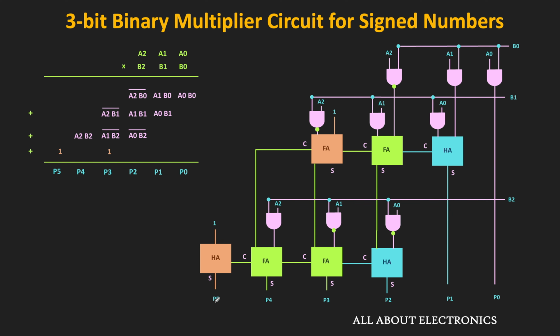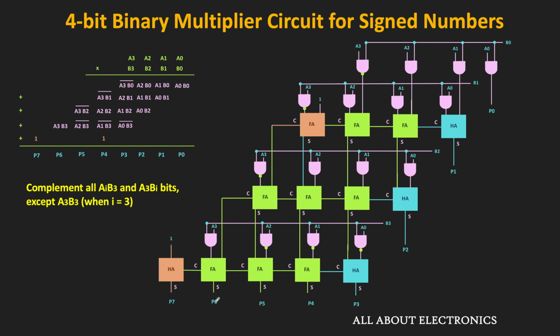So similarly, this is the circuit of the 4-bit multiplier for the signed binary numbers. So basically over here, we need to complement all the A3Bi and the AiB3 bits except when i is equal to 3. That means here, this A3B0, A3B1 and the A3B2 are complemented. Similarly, this A2B3, A1B3 and A0B3 are complemented.